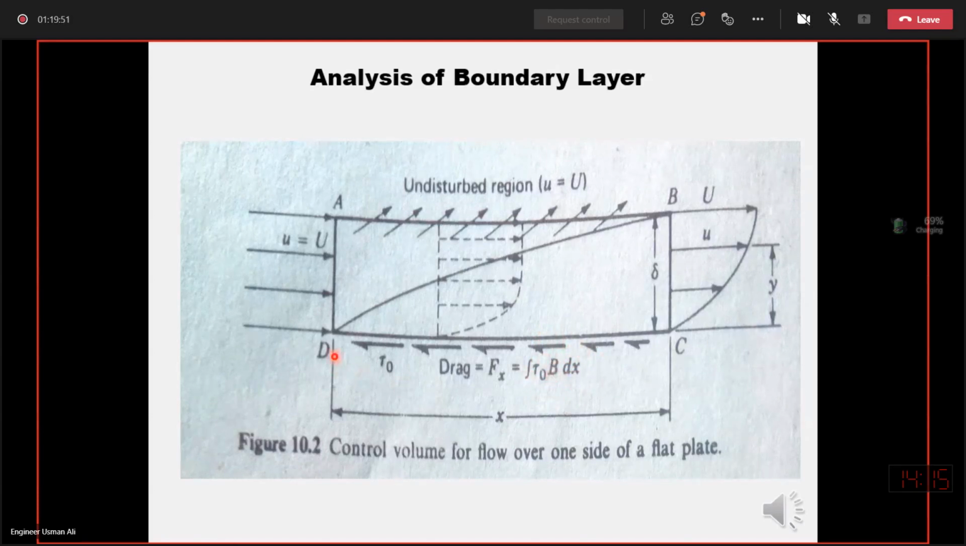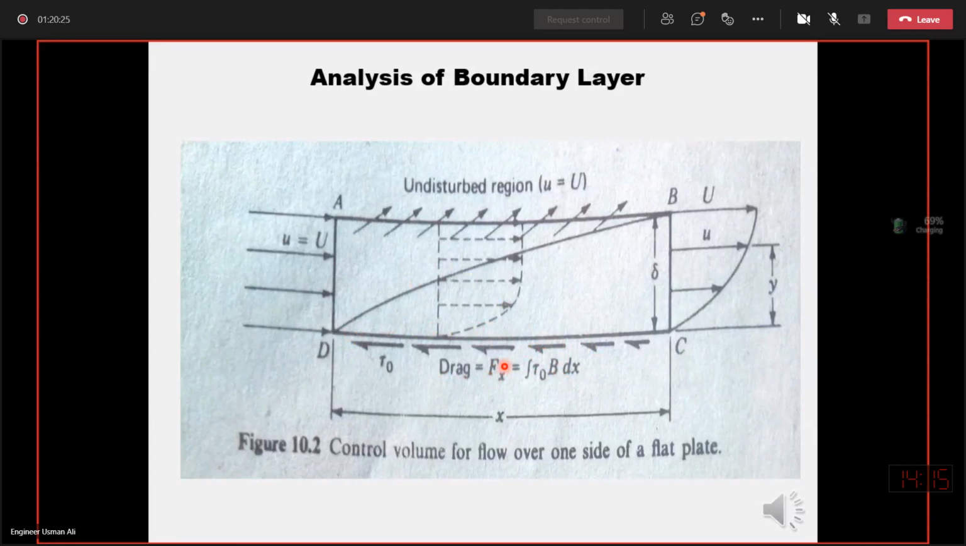And for the entire length of the plate, the total drag force will be the summation of the differential drag force, that is tau naught B into dx. So that's why it is mentioned over here. So when the fluid is in contact with the plate, a friction stress will develop, shearing stress will develop, causing the friction drag, or this drag force on the plate exerted by the fluid, which is equal and opposite to the drag exerted by the fluid on the plate.